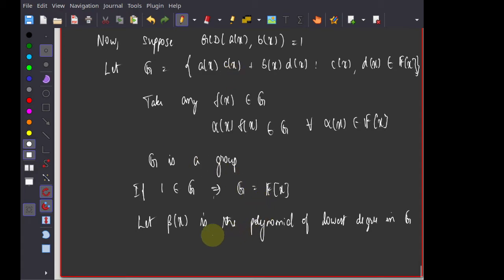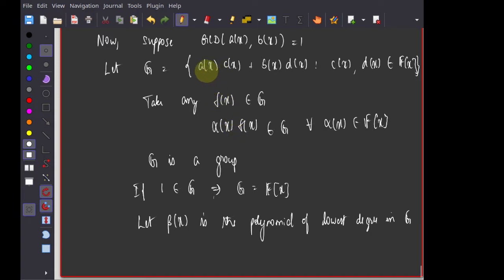Okay. Now suppose that beta(x) is the polynomial with the smallest degree in G. Beta(x) could be scalar 1, or it could be some other higher degree polynomial. We don't know at the moment. Now what I claim is that beta(x) will divide both a(x) and b(x). That's what I want to show. If beta(x) divides both a(x) and b(x), then beta(x) is equal to a(x)c(x) plus b(x)d(x) for some c and d.